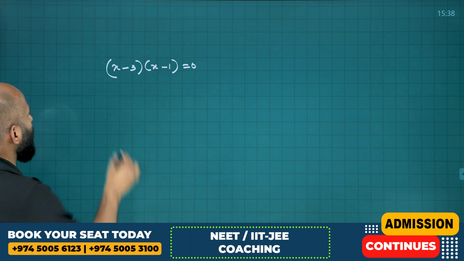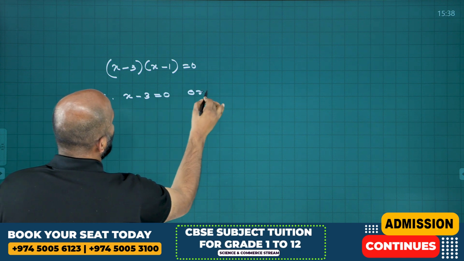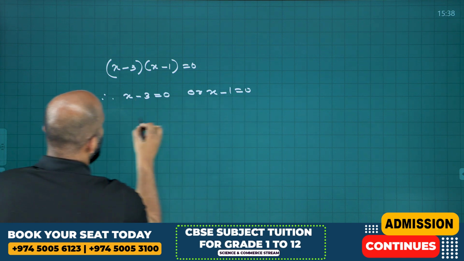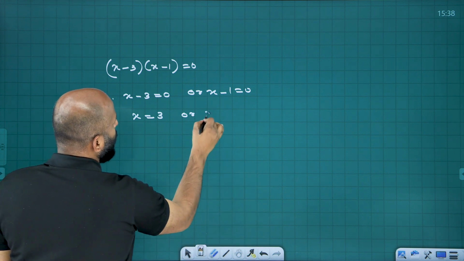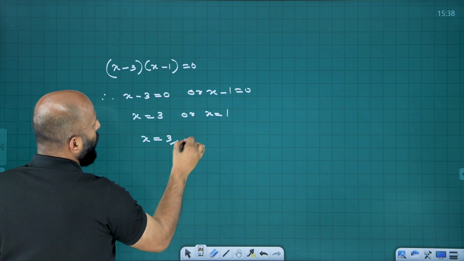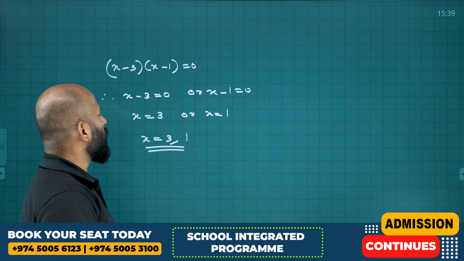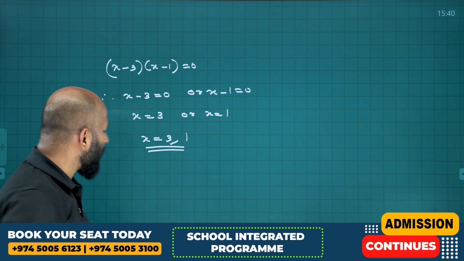Therefore, x minus 3 is equal to 0 or x minus 1 is equal to 0. That means x is equal to 3 or x is equal to 1. So x is equal to 3, 1 is our answer. Hope all of you understood this question. Now we can move to the next question.